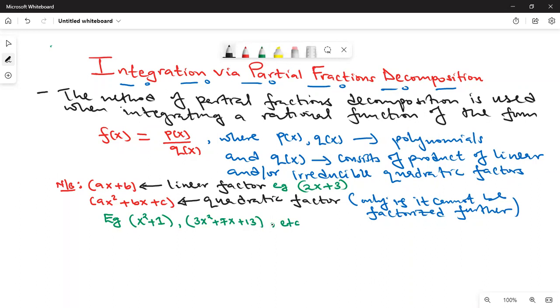Take note, you can just write: note that when we have the factor x squared minus 4, this is not a quadratic factor.